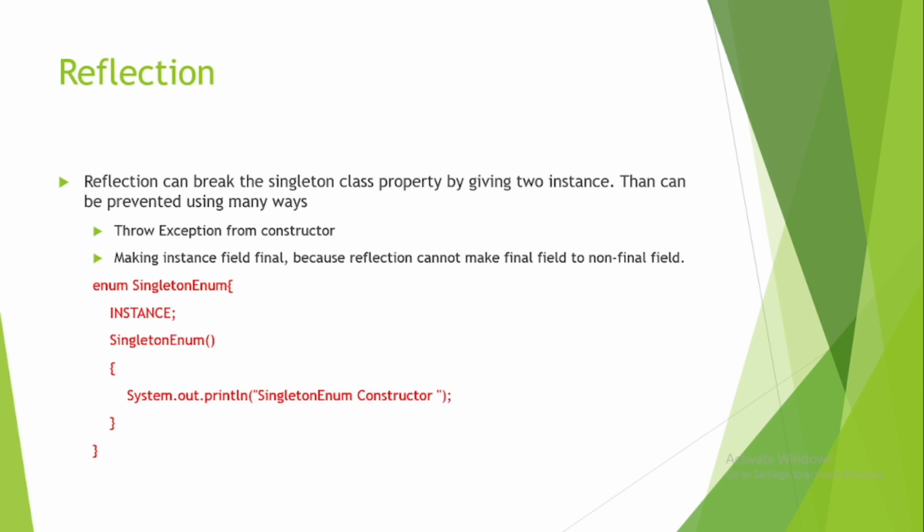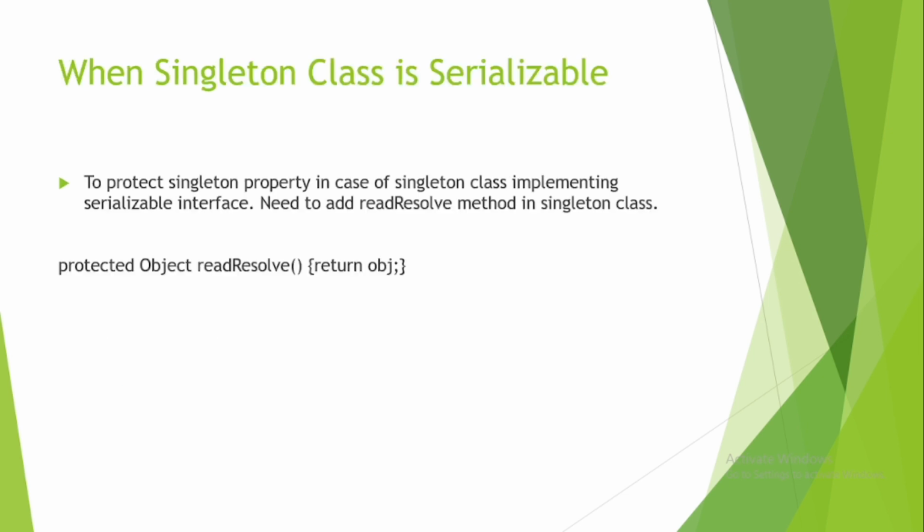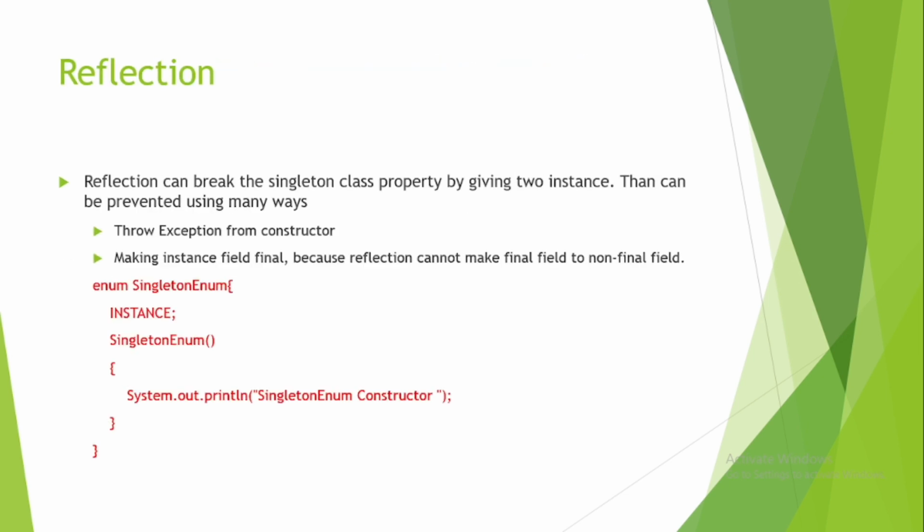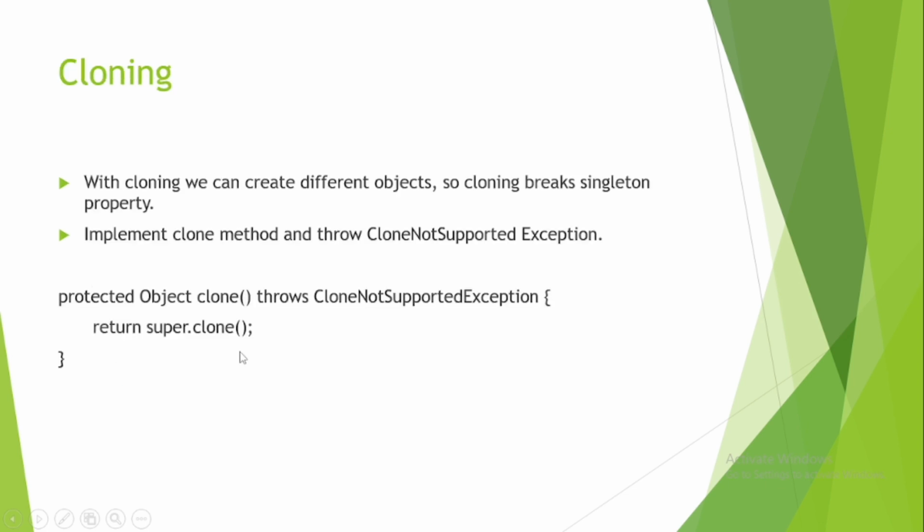So from serialization, you have to implement the readResolve method. For reflection, there are three ways: you can throw an exception from the constructor, or make the instance field final, or use the enum. There is one more thing, that is cloning.